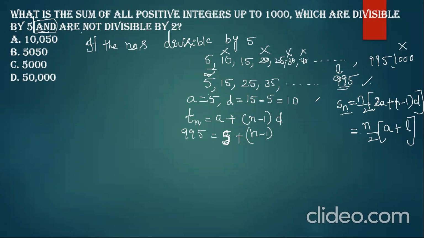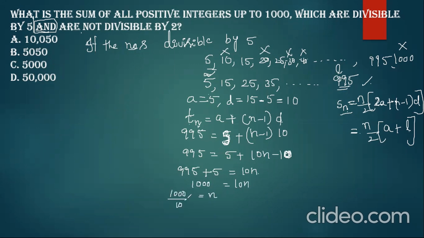Tn is the nth term. n is the number of terms. n minus 1 into d, with d being 10. So 995 is equal to 5 plus, you multiply with 10, then what do we get? 10n only. So 995, 5 minus 10 becomes minus 5. If you send this to the other side, it becomes positive 5. So what do we get? 1000 is equal to 10n, and n is equal to 1000 upon 10, which is 100.